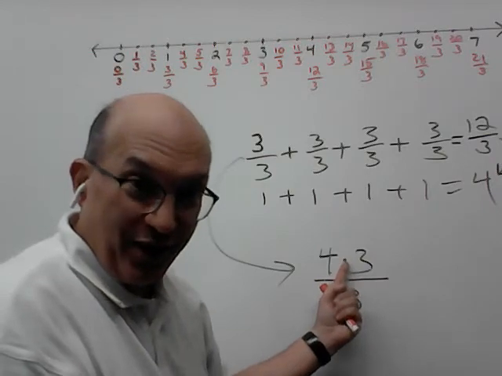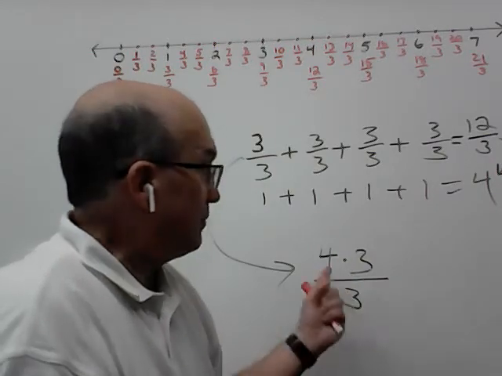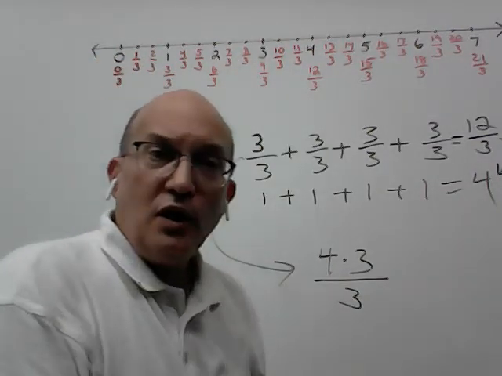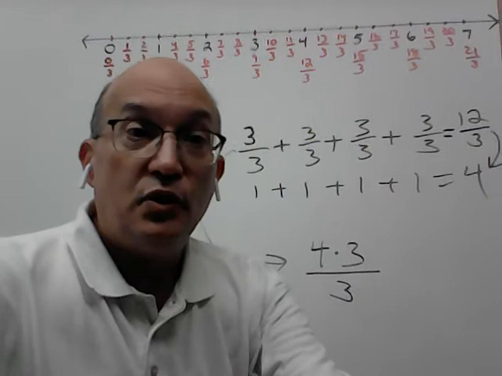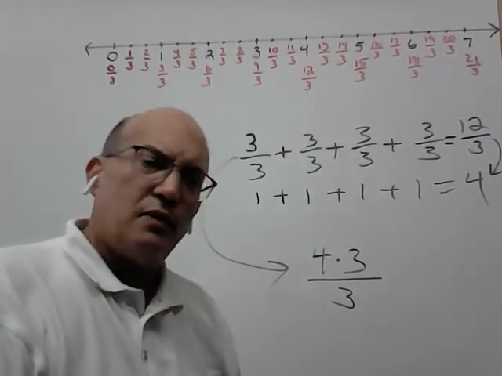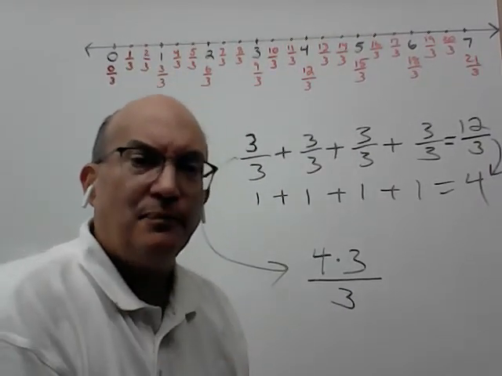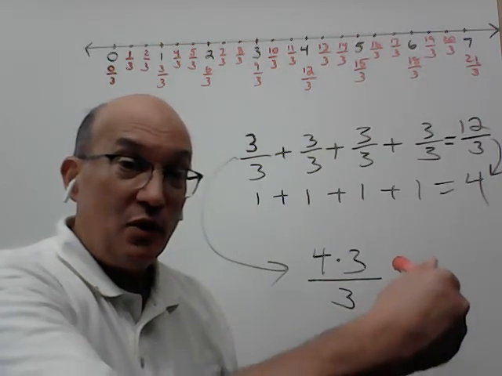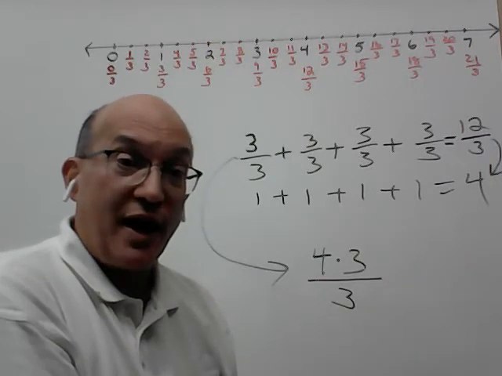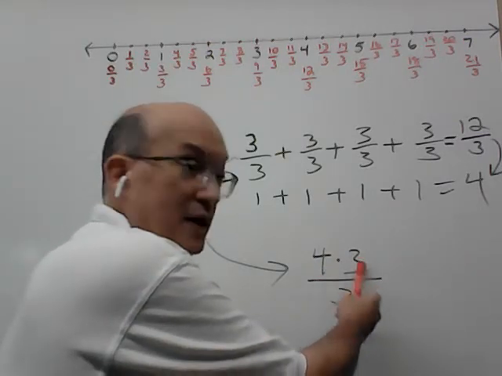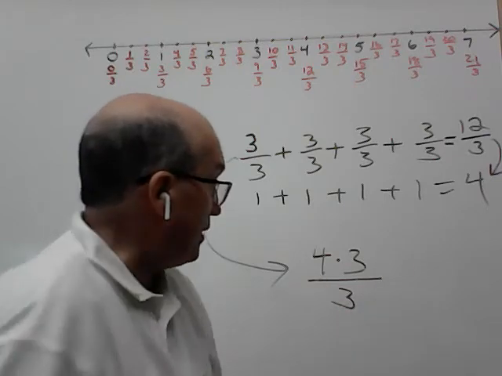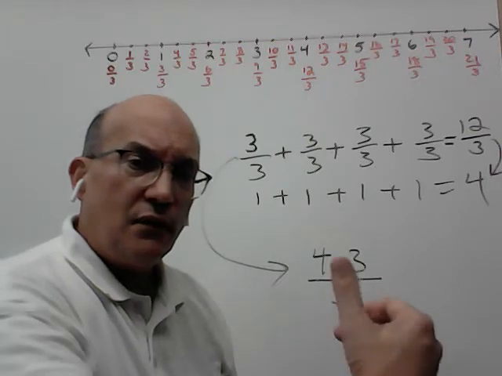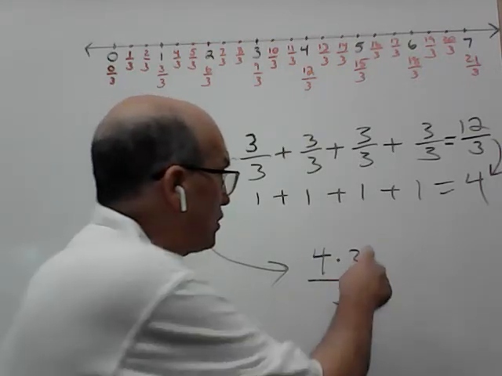Notice the raised dot. The raised dot means multiplication. Four times three is 12. 12/3 is four, according to the number line. And we're going to learn something a little later. I'm going to introduce you to a concept of canceling. When numbers are multiplied together, top and bottom, when you have the same number on the top and bottom of a fraction, and that number is being multiplied by something else in the numerator or multiplied by something else in the denominator, we can do what's called cancel common factors, cancel the same number top and bottom.